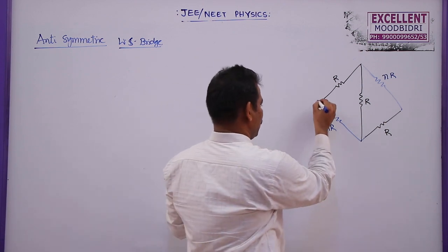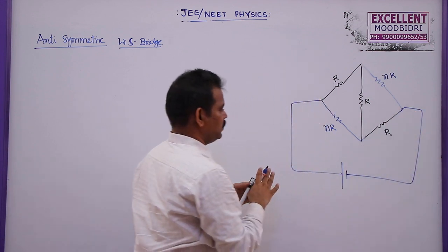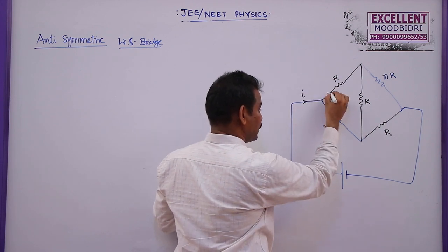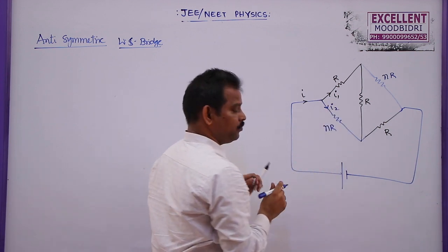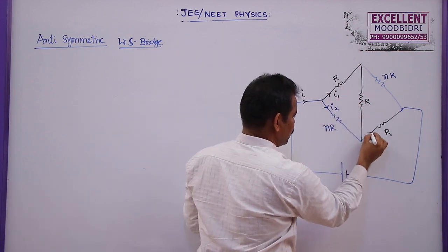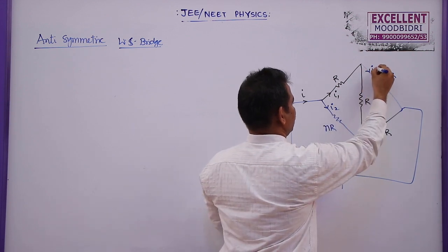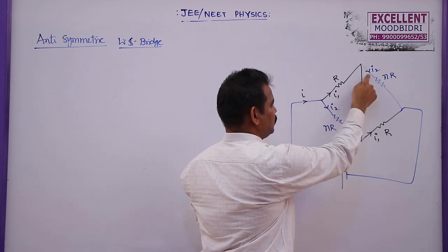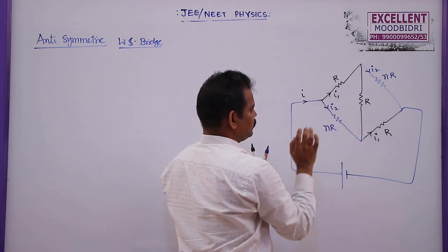So this is anti-symmetric. Now, if you connect a battery to this one, how will the currents be divided in this circuit? Let us say the main current coming is I. Let us say the current through this one is I1. Current through this branch, let us say this is I2. Whenever the currents are anti-symmetric, if it is I1, the same current will flow through this one, and if it is I2, the same current will flow through this one as I2. Now you can see, as these two are symmetrical, currents in these two branches must be same.